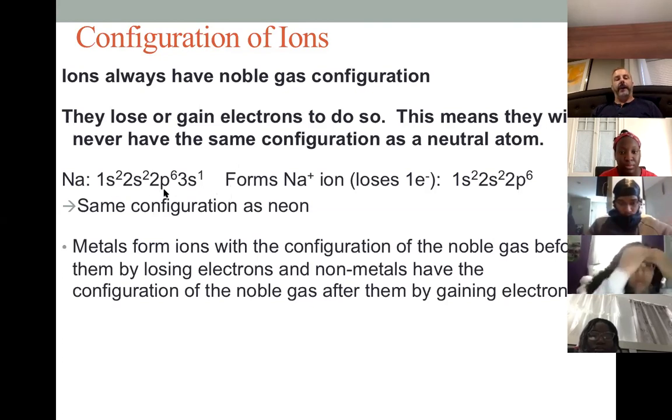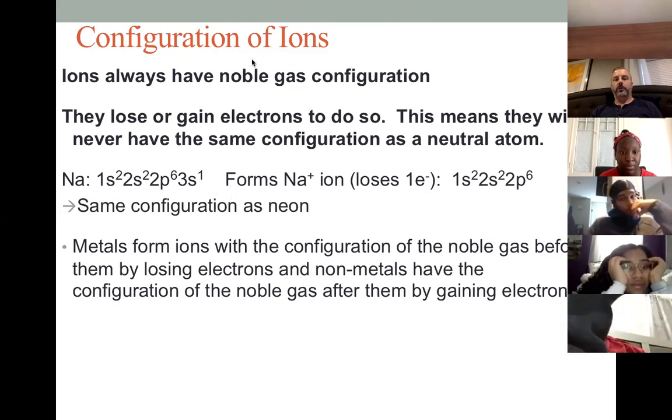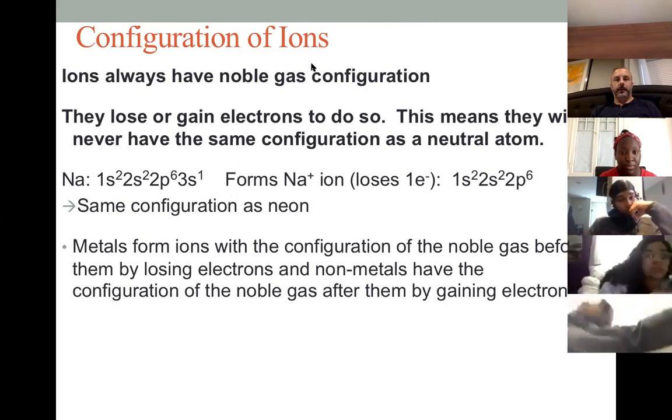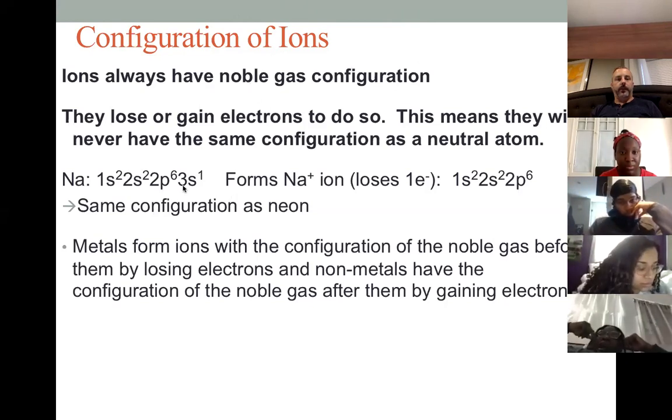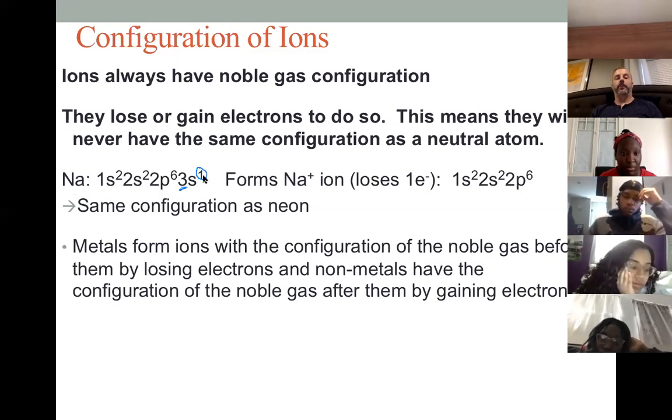Na has how many valence electrons? Remember, you find the highest shell. So our shells are 1, 2, and 3. You count the electrons on the highest shell, and that's your valence electrons. That's why Na is in 1A, because it has one valence electron. But when it loses that valence electron to form an ion, how many valence electrons does it have now? It has 8, like a noble gas.